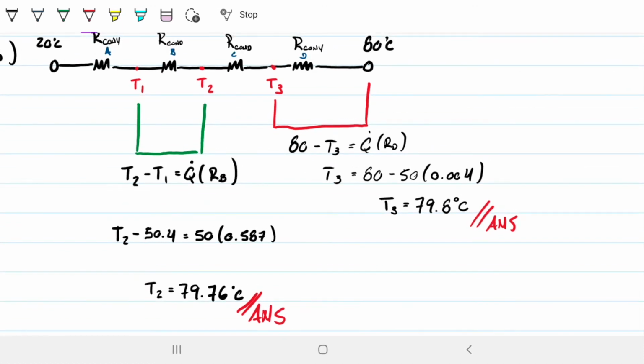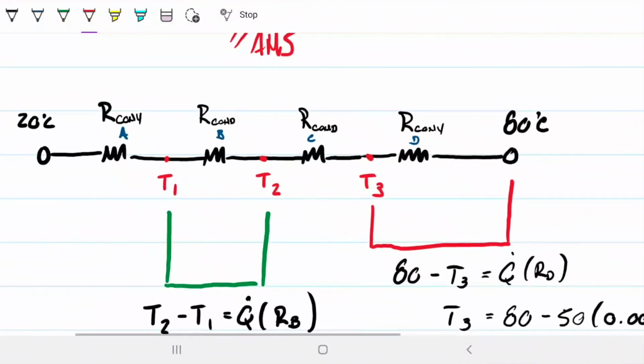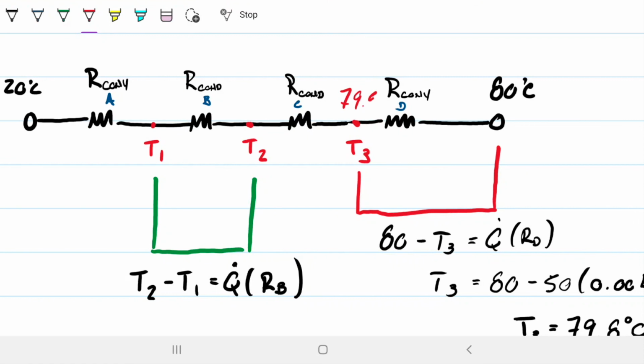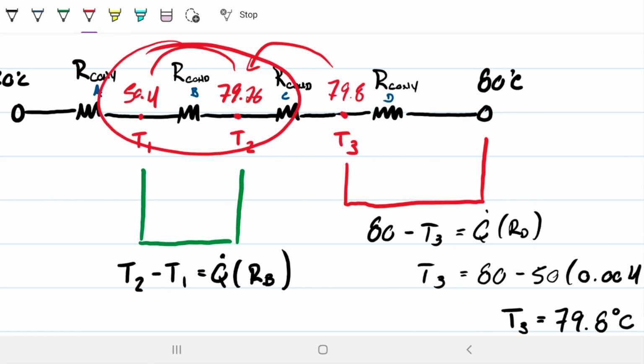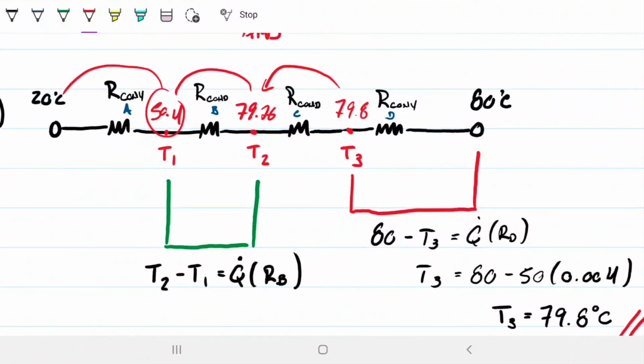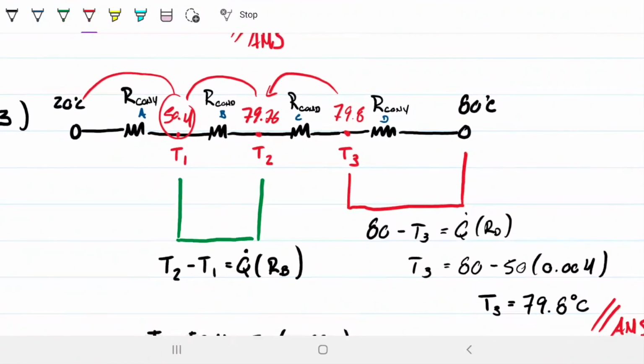So indeed, note how, now that we solved them all, cracked the cases, T3 we found to be 79.8. So just a 0.2 difference from one to the other. From this one to this one, this is 79.76, right? So even a smaller drop there. And then from here to here, we go to 50.4. So this is where a lot of the resistance is. And then from here to here, we have 50 to 20. So even a bigger drop, right? So that's what I have for you guys.